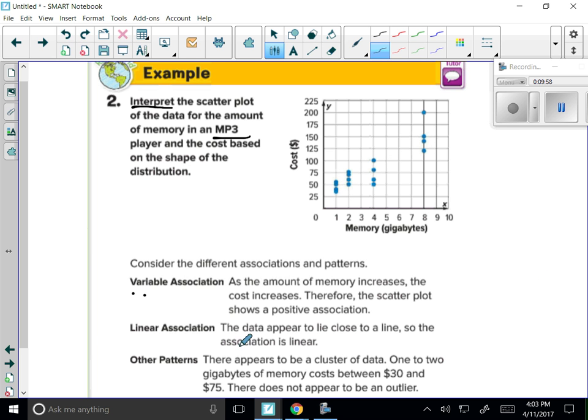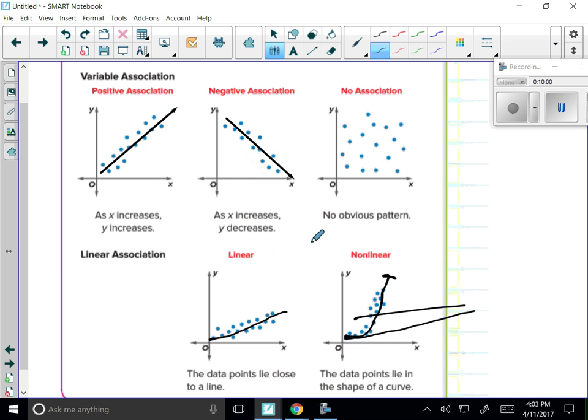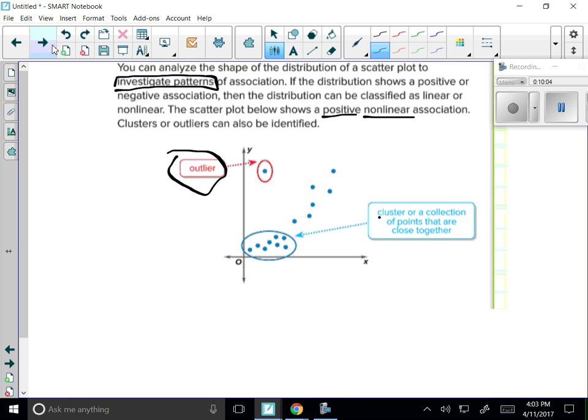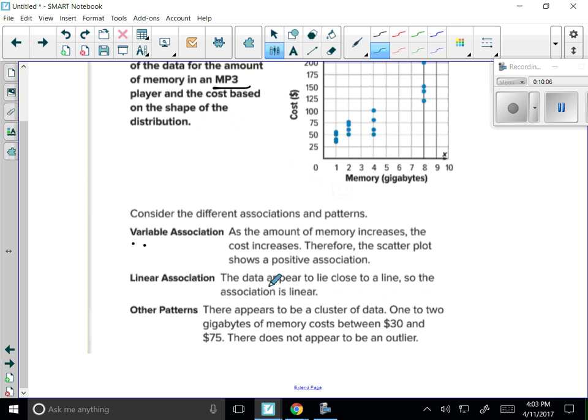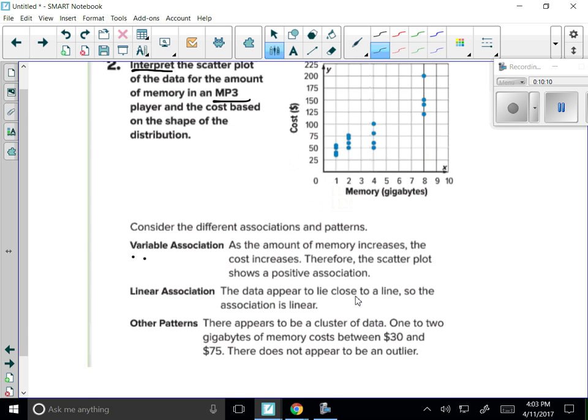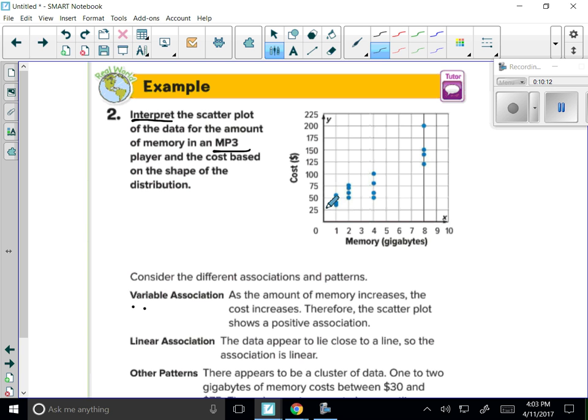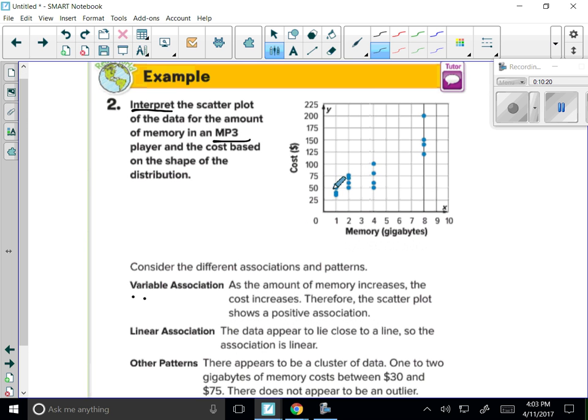Now, a linear association, if you check back, means the data is either linear, in a straight line, or nonlinear, which is not in a straight line. It says the data appears to lie close to a line, so the association is linear. I could draw in a line here, and most of the points would be about even, except for that one about there. But it would be considered linear. It's not going here, here, here, and then automatically up, or here, here, here, and then down. It's not making a curved line.